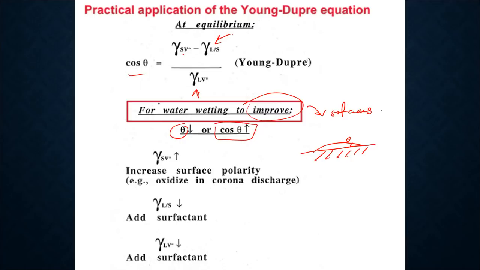So how can you do that? You can increase the surface polarity, which increases the surface tension of the solid, or you can decrease the interfacial tension between liquid and solid by adding surfactants, or you can reduce the surface tension of the liquid itself, which is also done by using surfactants.